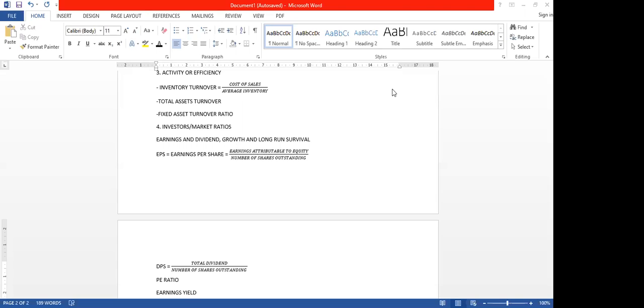What's the PE ratio? That's price earnings ratio. The price earnings ratio is the ratio of the price of a share to the earnings of the share. It is a very important ratio. It tells you how long it takes earnings to liquidate what you're going to spend to buy the share, more like the payback. PE ratio is MPS over EPS.